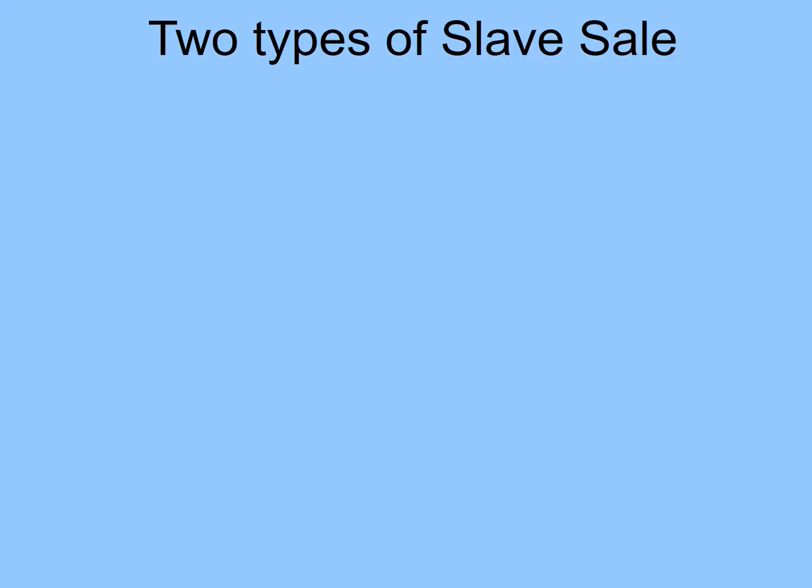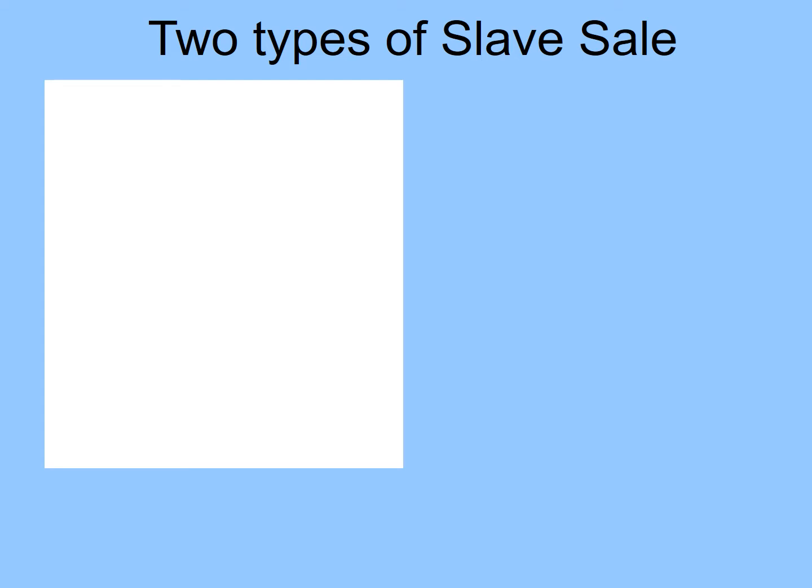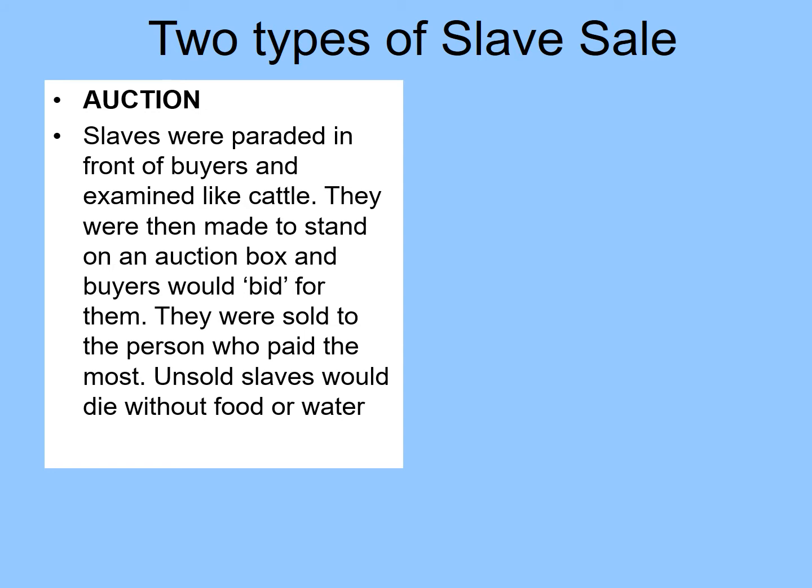First of all, we need to consider what happened to the slaves when they arrived after the Middle Passage. If you've not yet done my lesson looking at the slave trade, you might want to have a look at that first before you continue on to this aspect of slavery. There were two main types of slave auction. First was the auction itself. Slaves were paraded in front of buyers and examined like cattle. They were then made to stand on an auction box and buyers would bid for them. They were sold to the person who paid the most. Unsold slaves would die without food or water, or possibly be sold at a different sale.